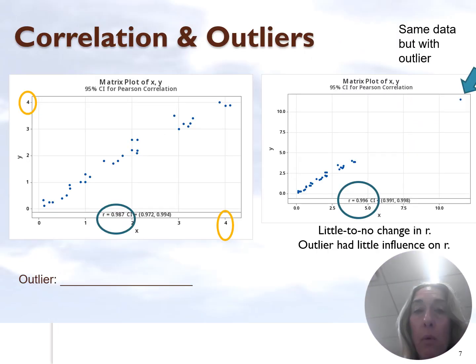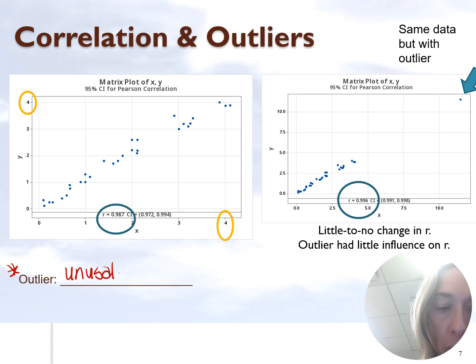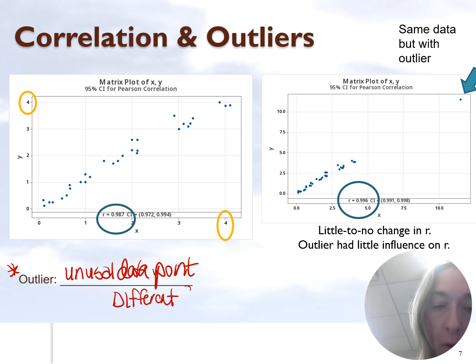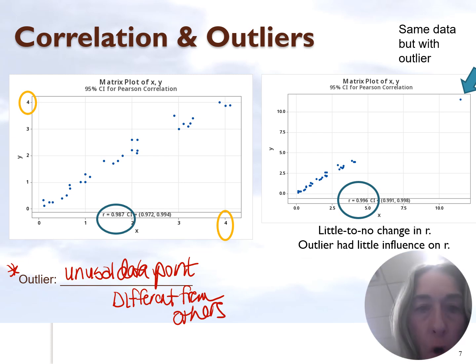Okay, the next topic I want to talk about is the impact that outliers can have on a correlation coefficient. Real briefly, you'll remember that an outlier is an unusual data point, meaning a data point that's different from the others. So let's see the impact that outliers can have on a correlation coefficient.